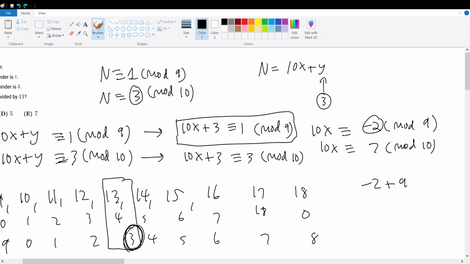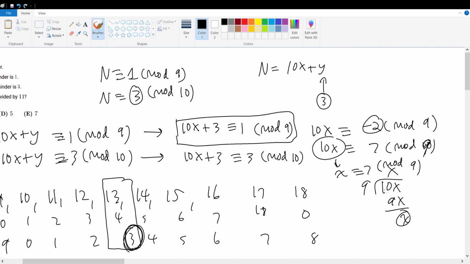So with this understanding, what can we say? Well, 10x is much larger than 9, so we can reduce 10x mod 9. What is 10x when divided by 9? We can put an x here, and 9x simplifies away, leaving x. So this can be reduced down to x is congruent to 7 mod 9. Now let's see where this is true. Actually, we don't have to do anything further.